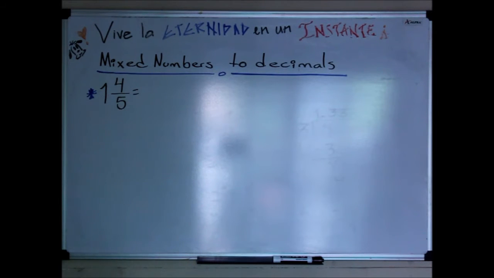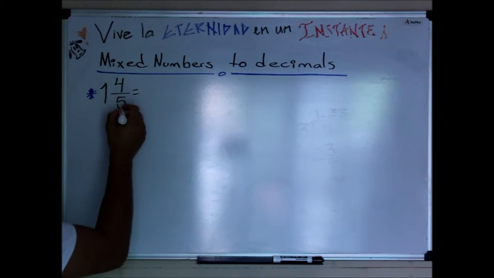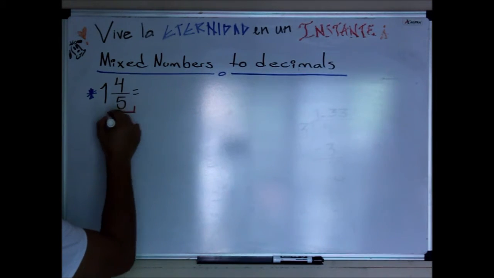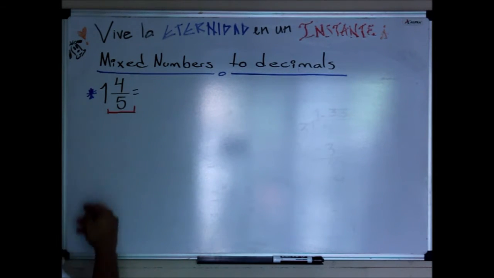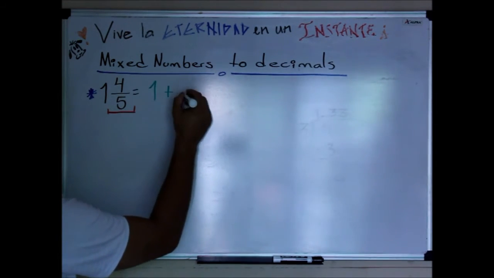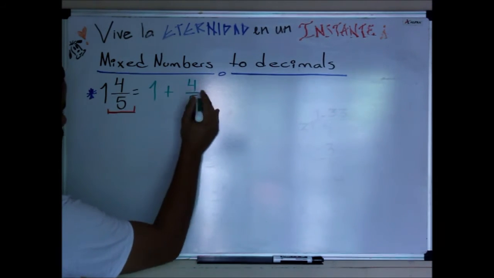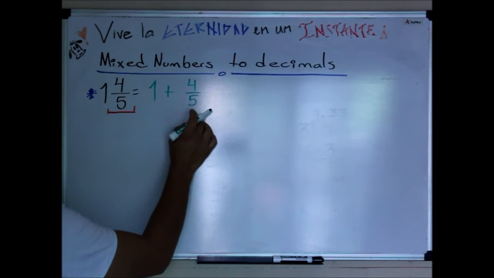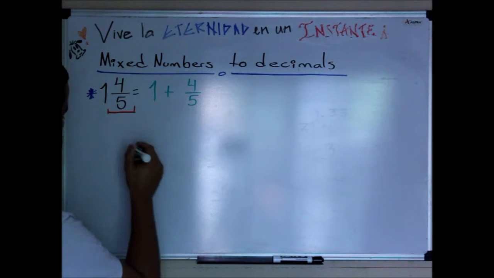Okay, we're going to work with mixed numbers to decimals. So this will be our first example, 1 and 4/5. What we're going to do is just pay our attention to the fraction. And we're going to split this mixed number into something like this: 1 plus our fraction. We're going to work just with the fraction, changing it into a decimal.